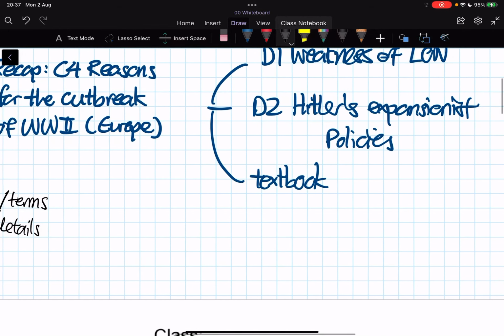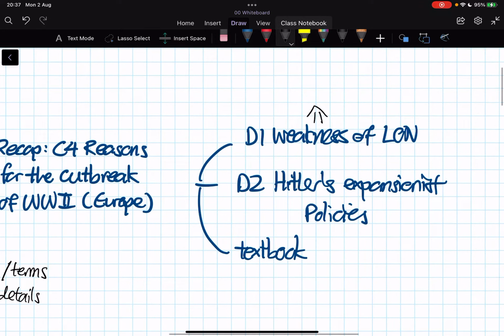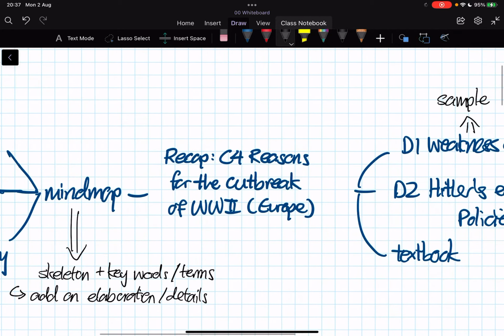Okay, what you'll need for this lesson are the following materials. First one is the handout on the weakness of the League of Nations, the handout on Hitler's expansionist policies, and of course your textbook. Okay, Mr. Ong's not going to leave you in the lurch. For the weakness of the League of Nations, I've already given you guys a sample mind map. I'm going to explain a little bit about the different things that you will see inside the mind map, just so you get a picture of how you can do your own mind maps in the future. Okay, I will be giving you a brief overview on Hitler's expansionist policies, and finally the textbook. Well, that's just for your revision. Okay, with that in mind, let's dive right into it.